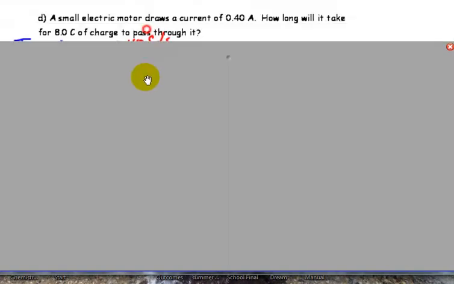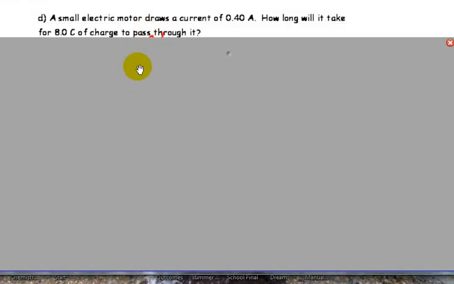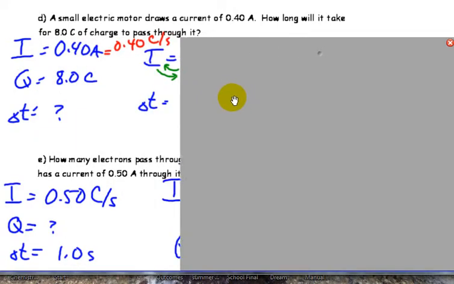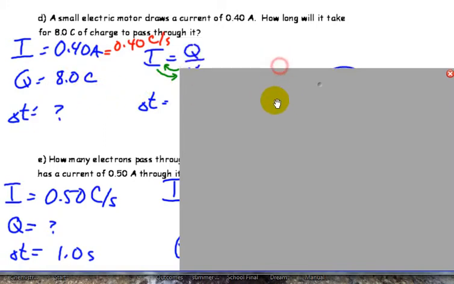Okay, a couple more questions here. Small electric motor draws 0.4 amps of current. How long will it take for 8 coulombs of charge to pass through it? So again, I know what current is. I'm going to change it to coulombs per second, just so my units will work out nicely. The charge is 8 coulombs, and I'm looking for time.